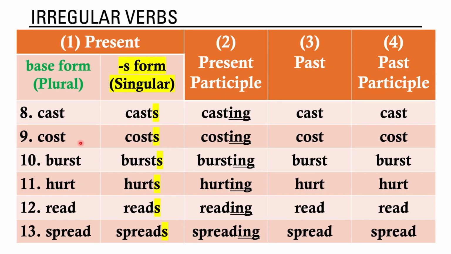Then we have here same pattern, same format. They are irregular, but when we group them together, we could actually form a regularity, some sort of easy recall for this. So cast, casts, casting, cast, cast. Cost, costs, costing, cost, cost. Burst, bursts, bursting, burst, burst.